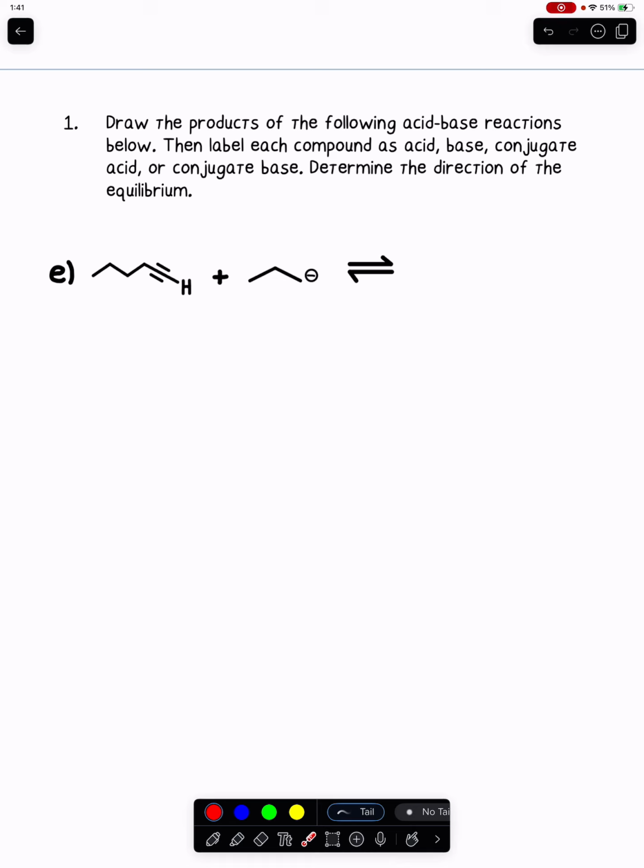Well, in this one, it's pretty clear that this is going to act as the base here. It is a species with a full negative charge. It's most likely the most basic one here. So we're going to go ahead and label this one as a base, and then we're going to go ahead and label this one here as the acid.